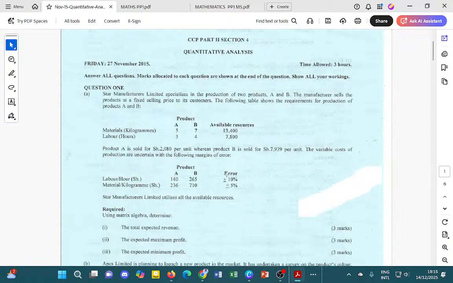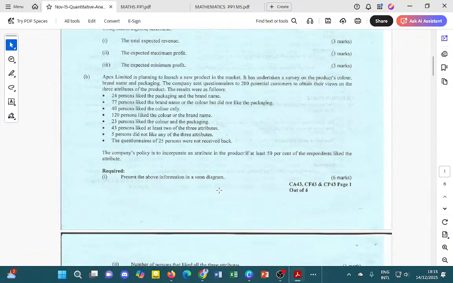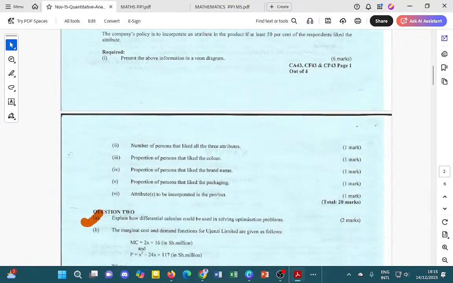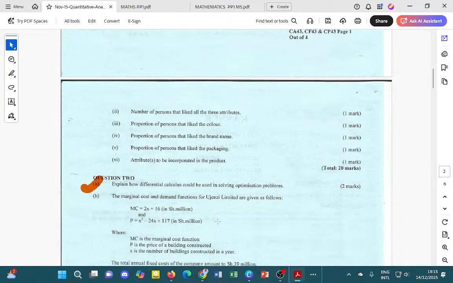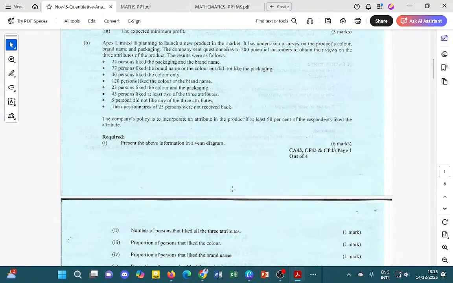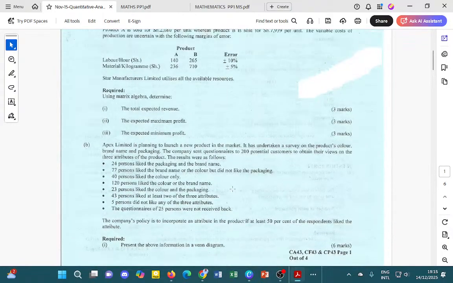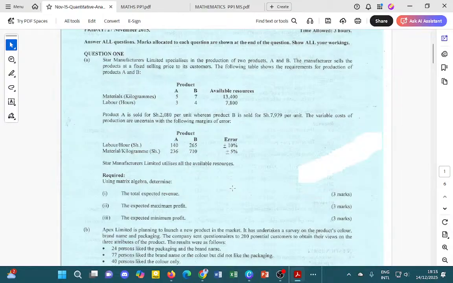Now the other time we looked at question 2, where we explained how differential calculus could be used in solving optimization problems. Now today I want us to look at a different set of questions. I want us to look at question 1A.